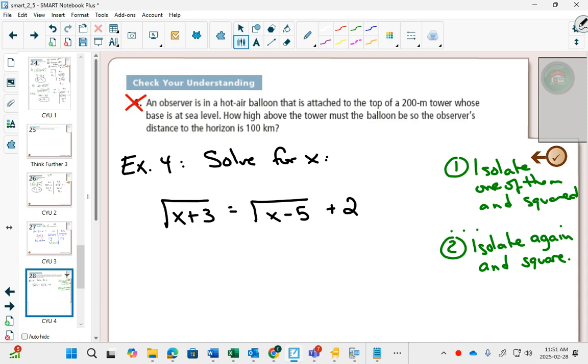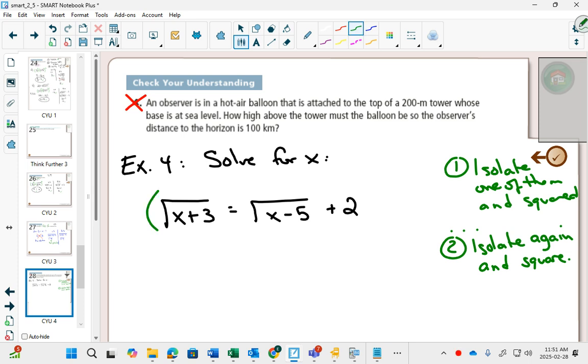So if one of them is already isolated, you're going to square. And when you square, you're going to temporarily feel like you did something absolutely wrong. This is getting too complicated. However, it will work out. But you will still have a square root, and you might have to isolate again and square. So I'll show you what I mean.